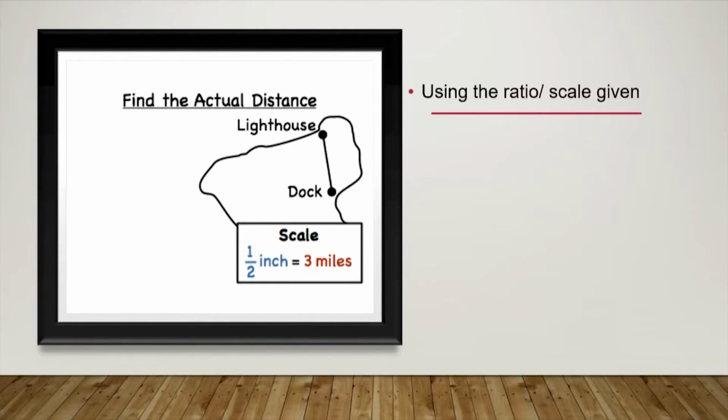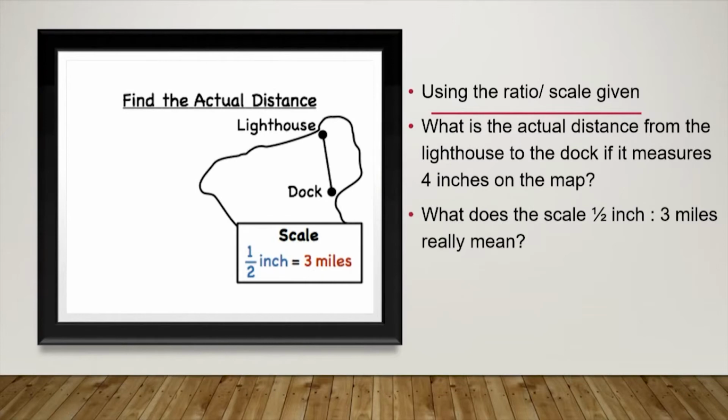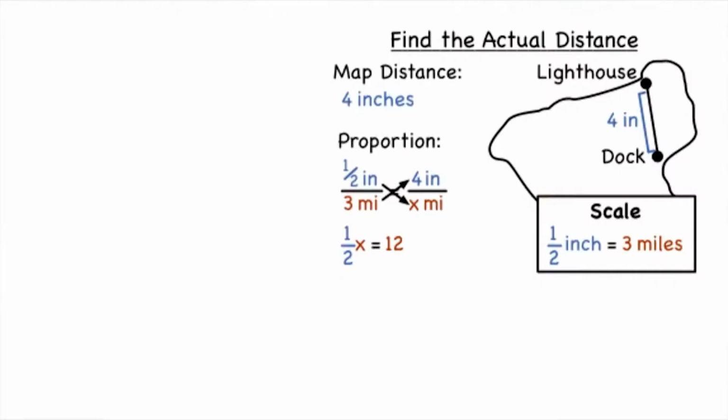All right. So using the ratio and the scale given, what is the actual distance from the lighthouse to the dock if it measures 4 inches on the map? So what does the ½ inch to 3 miles really mean? Which we just said, so you know this. It means for every ½ inch on the map, it represents 3 miles of actual distance on land. Let us look at how we can work through this.